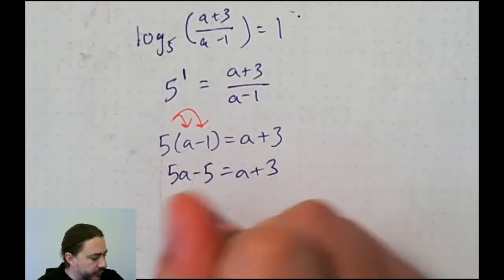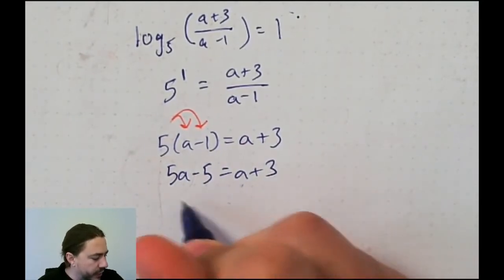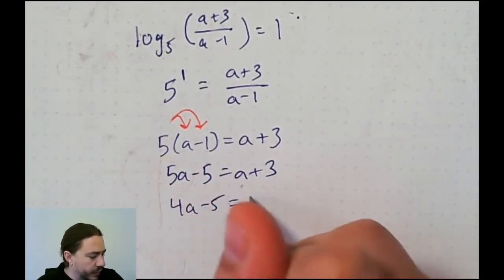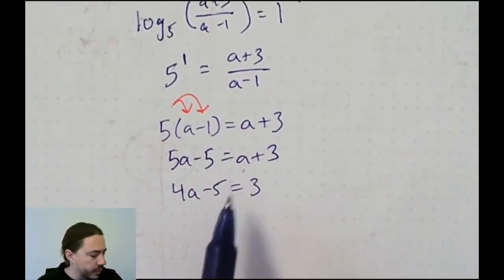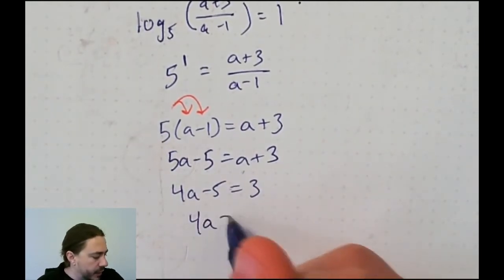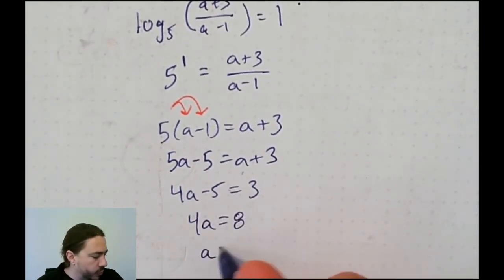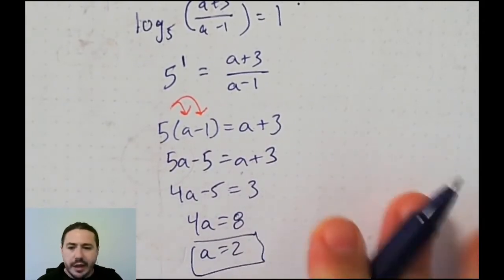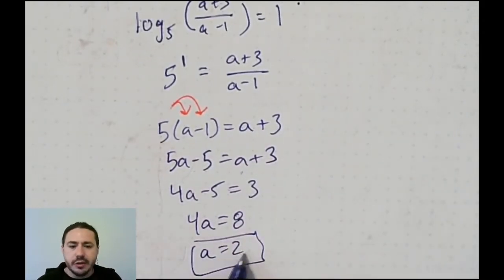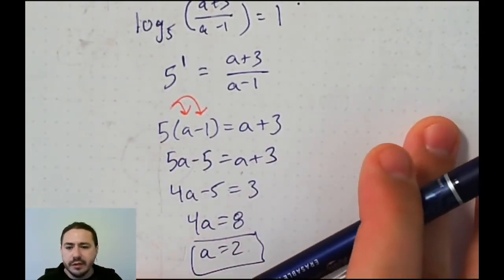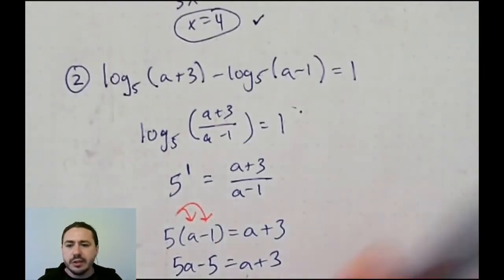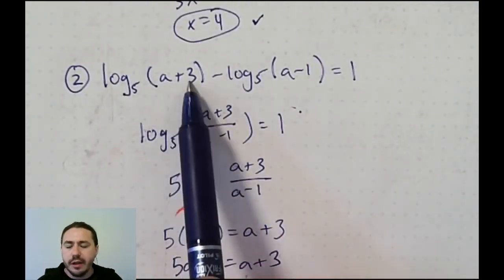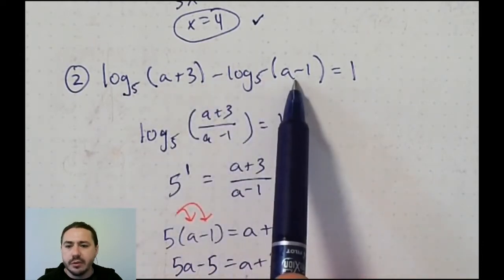As I go through these steps, subtract a on both sides, which gives me 4a minus 5 equals 3. Now I've got a two-step equation here. Add 5 will give me 8, and then divide by 4, we get 2. So I get a equals 2. Again, I do need to double check that 2 doesn't cause any issues in the domain of these logarithmic functions. So if I plug in 2 here, 2 plus 3 is 5, so that checks out. 2 minus 1 is 1, so that's good too.